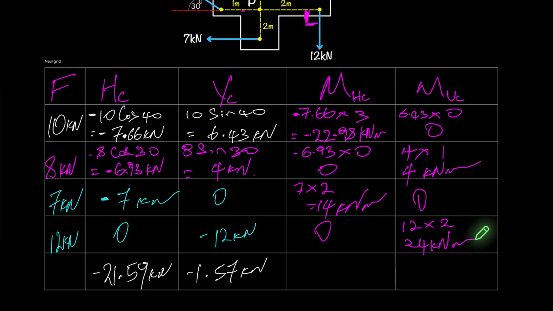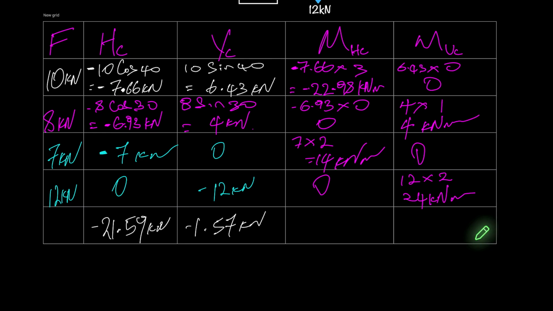Now what we need to do next is just to sum the moments, and we're going to sum both the horizontal and the vertical. So let's get some space. So what we get here is negative 8.98 kilonewton meters, and we also get 28 kilonewton meters.